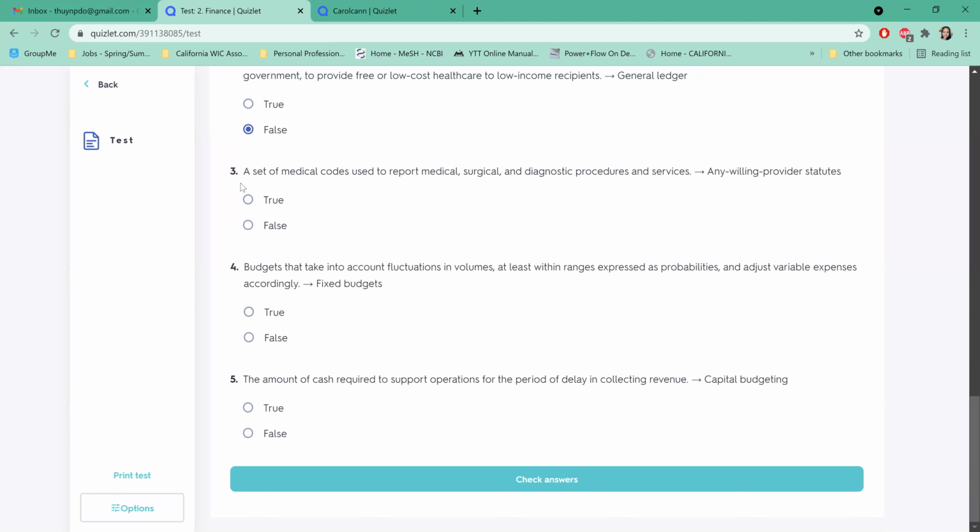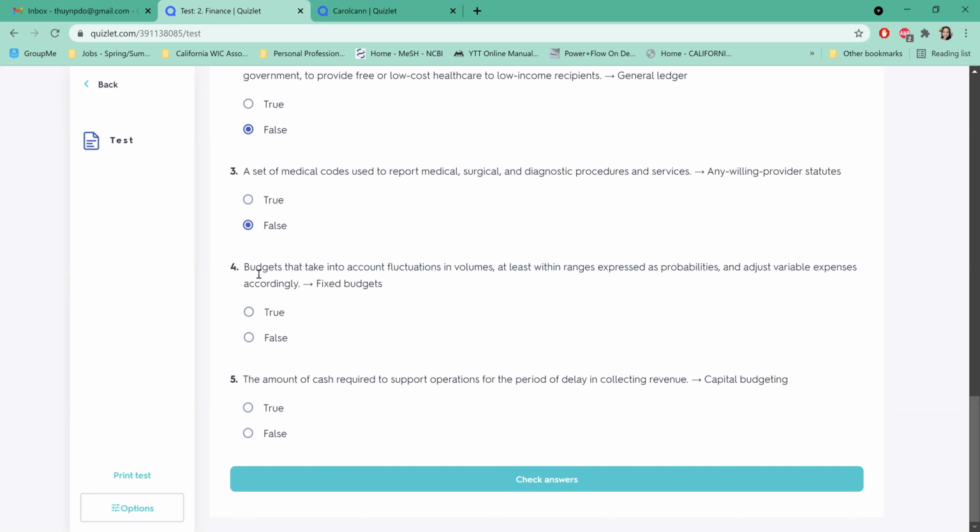Alrighty, so number 3, a set of medical codes used to report medical, surgical, and diagnostic procedures and services. Is that called any willing provider statutes? True or false? We're getting F, Foxtrot, false. Okay, thank you.